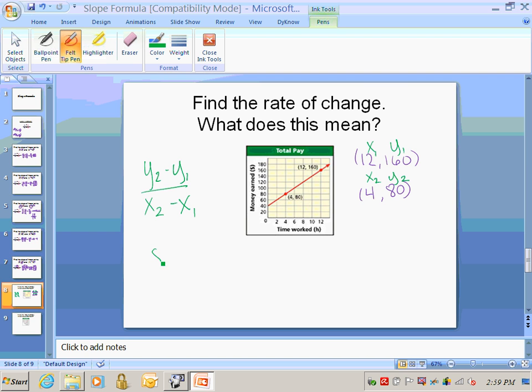So I have 80 minus 160 over 4 minus 12. That's going to give me negative 80 over negative 8, which is going to give me a positive 10. Negative over negative is a positive.